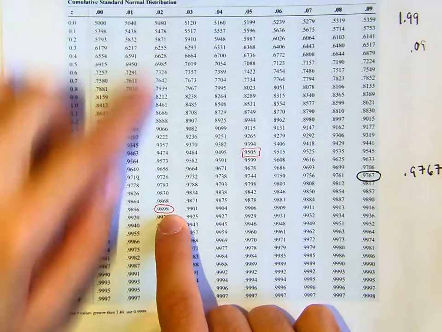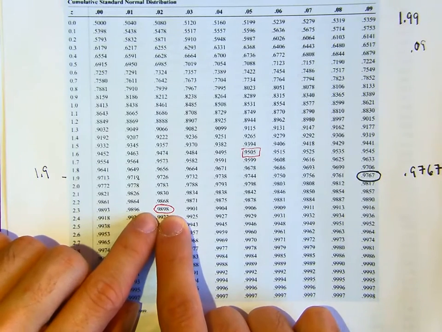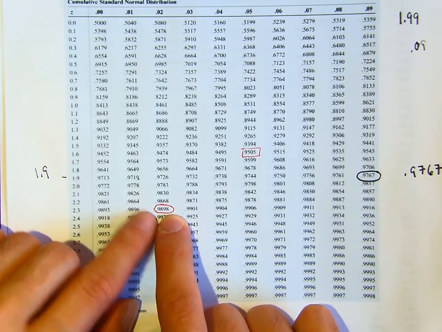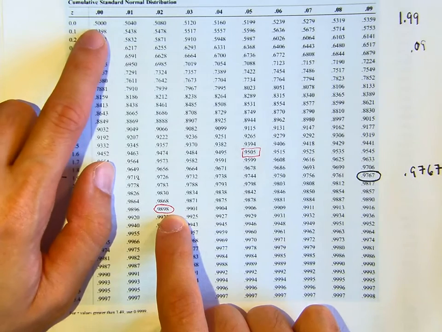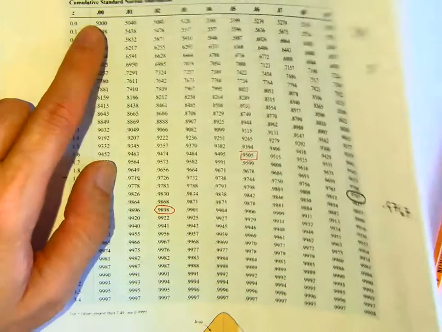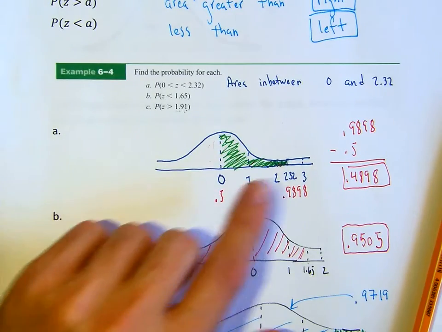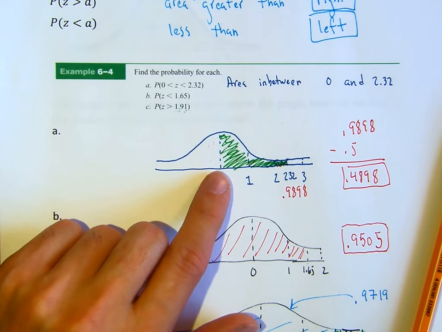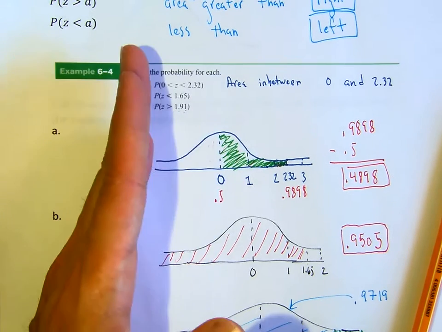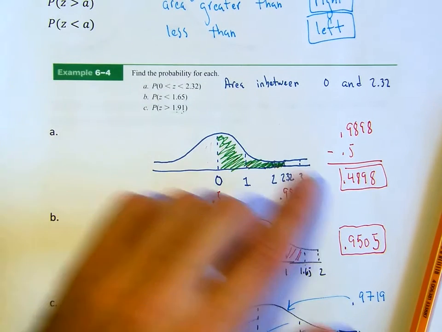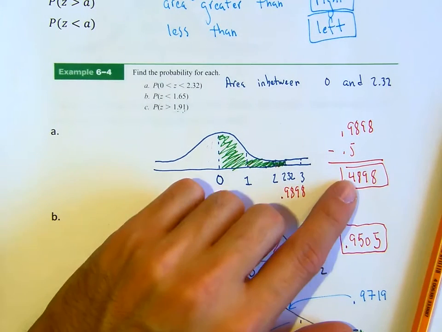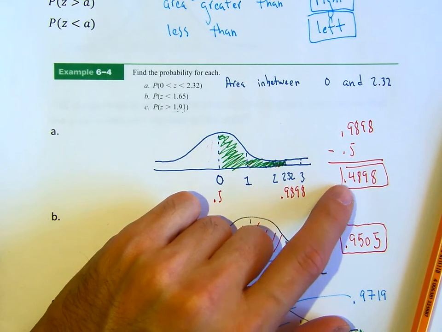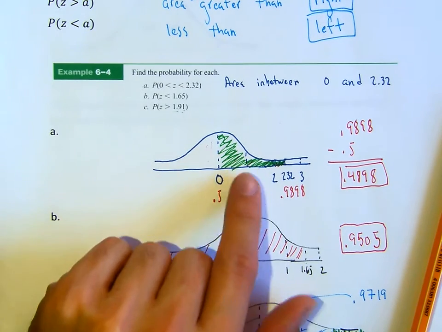2.32, and what is that area? It's 0.9898. What's the area to the left of 0? It's 0.5. And that's a little, not obvious, but a little straightforward, because if you know the whole area is 1, then half of 1 is 0.5, and that shows 1/2 of it, and 0.5 is the other half of it, right? So then that area of 0.4898 represents this area here.